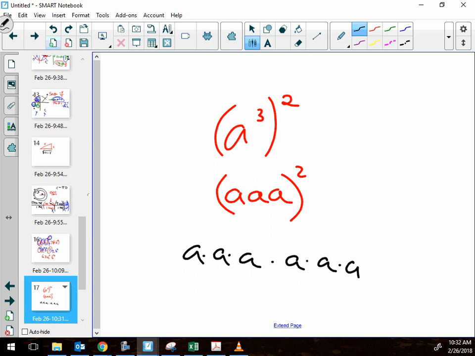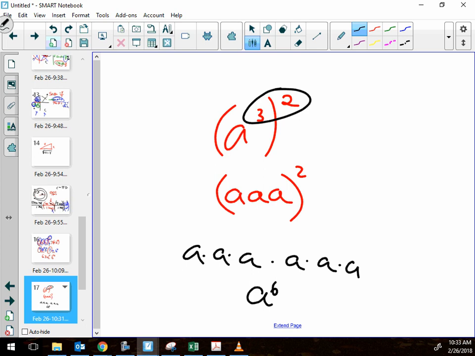If you break it down to what it really means, it'll become obvious whether you should add them, multiply them, subtract them, divide them. Final answer in this case, a to the what? 6th. And I'd rather have you do that than just guess if you're like, oh, I don't know, is it 6 or is it 5? I don't know. Write it out so you can have an example for yourself.